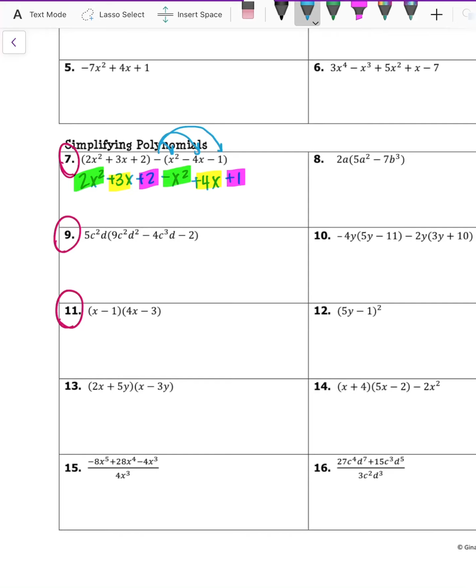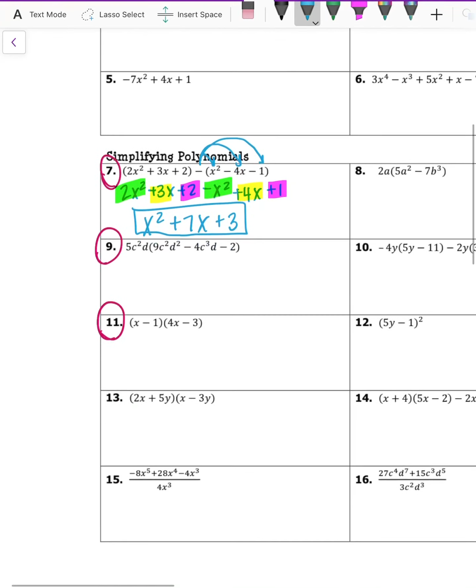Okay, so now that I've put my like terms together, I've seen which ones look alike, let's put them together. So I've got 2x squared and negative x squared, which is going to leave me with x squared. 3x plus 4x makes 7x, and then 2 plus 1 makes 3. And you are all done. Okay, and that's all I asked you to do on this problem, was simplify them. So that's all you've got to worry about. All right, let's go to number 9 now.